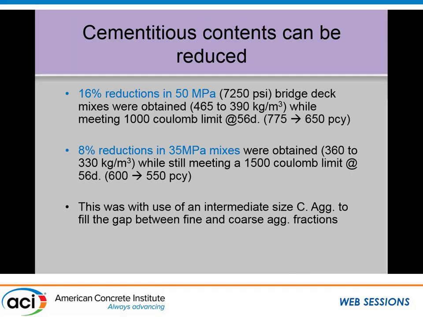Okay, and just some examples again. We were able to reduce the cement by 16% in a 50 MPa or 7250 PSI bridge deck mix, while meeting a 1,000 coulomb requirement at 56 days. And we got an 8% reduction in a 35 MPa mix, which is what, 5,000 PSI? Again, meeting a 1,500 coulomb at 56-day requirement, which is what we have in the Canadian standards for extended service life and chloride exposures.